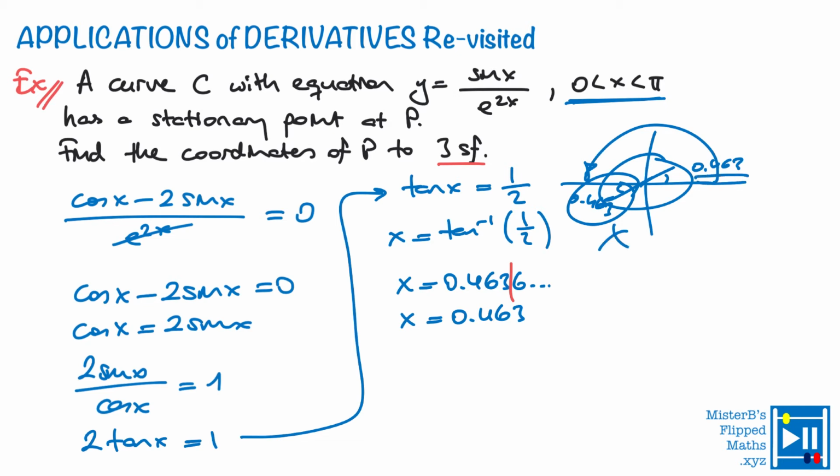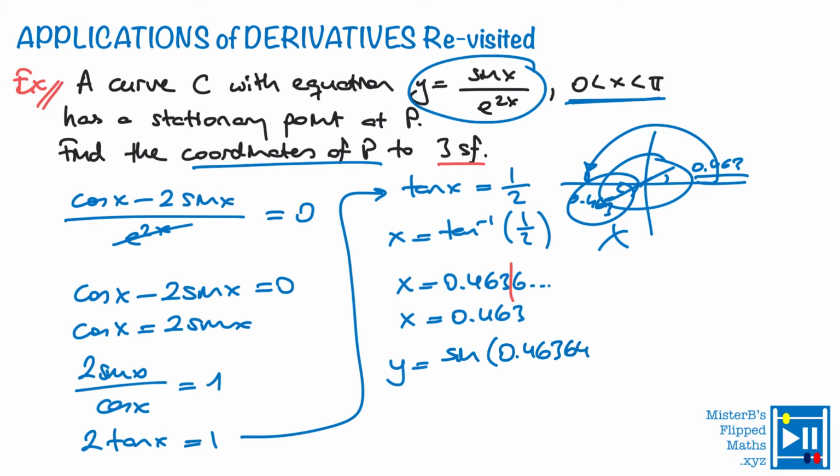But now I only have the x-coordinate for the point P. So I have to go back here and substitute the x value to find the y value. So y will be sine of 0.463. And I'm going to read 2 more digits from my calculator, 6, 4, just to make sure that my answer is accurate enough. And for the denominator, it's going to be e to the power of 2 times 0.46364. And the answer will be 0.17692 and so on. Now I can use 3 significant figures here as well.